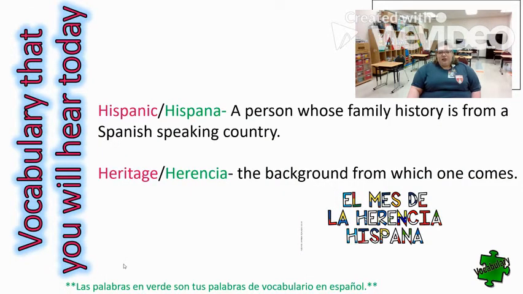Vocabulary that you will hear today. Hispanic, a person whose family history is from a Spanish-speaking country. Heritage, the background from which one comes. Don't forget, my Spanish-speaking friends, the words in green are in Spanish to help you make that connection between your language that you learned at home and our academic language today.